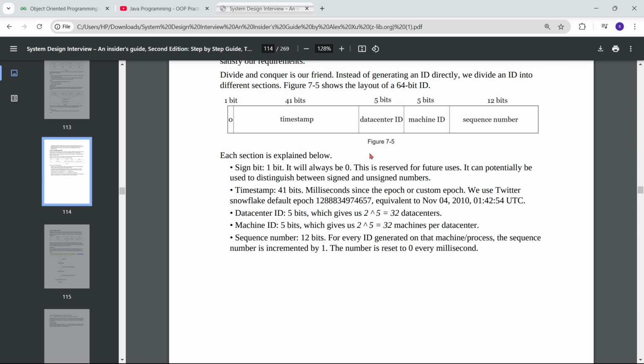Data center ID 5 bits, which gives us 2 to the power 5, 32 data centers. Machine ID same, and sequence number 12 bits for every ID generated on that machine process. The sequence number is incremented by 1. The number is equal to 0 every millisecond.